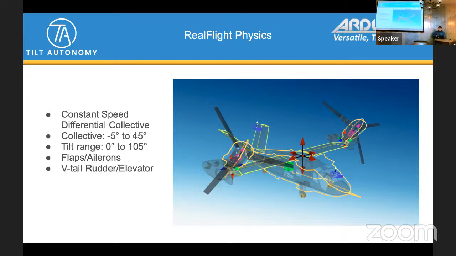The collective pitch I ended up ranging out was -5 to 45 degrees. And then the constant speed part of it is just controlled by Real Flight's governor. There's a drop down that you can pick as an ESC governor for like a helicopter, let's say. And so that's what I chose.